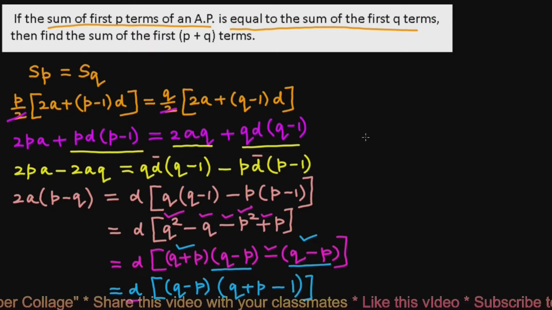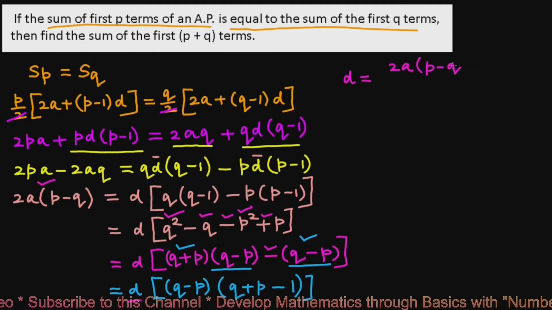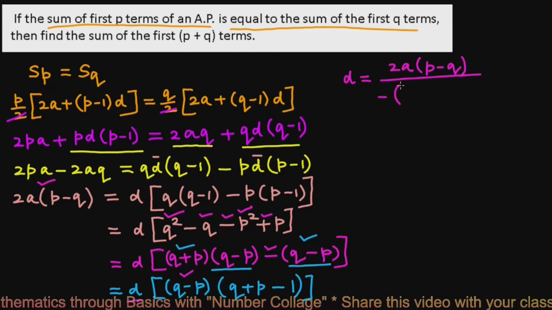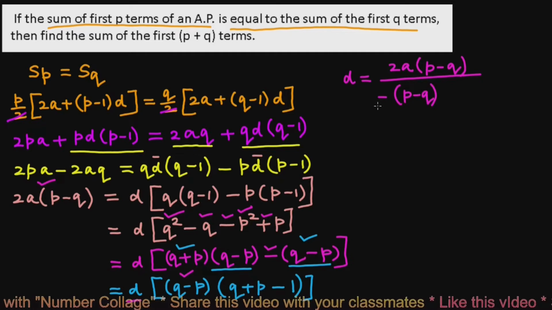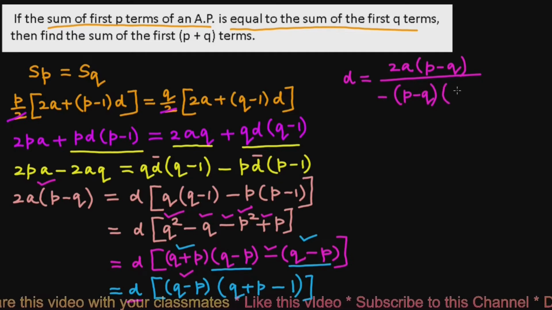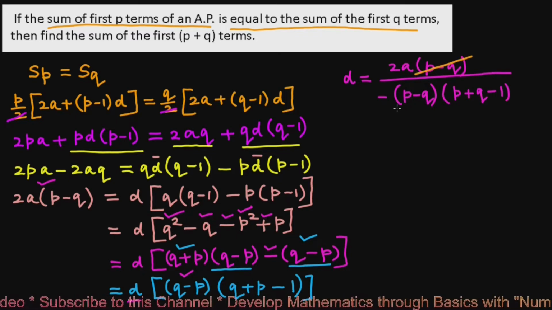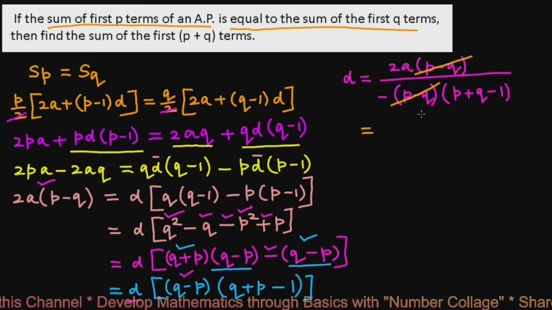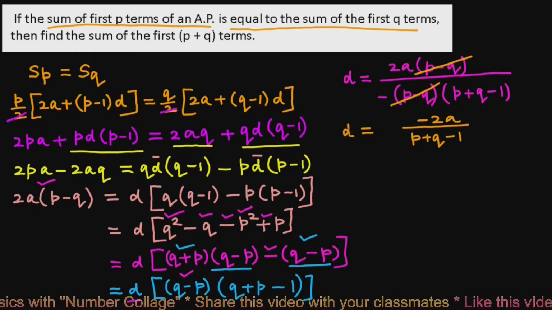Now d will be equal to 2a multiplied by (p minus q) upon (q minus p), which we can write as minus (p minus q) by reversing the order of p and q and introducing a minus sign, multiplied by (p plus q minus 1). Now this (p minus q) cancels with (p minus q) and we get d equals minus 2a upon (p plus q minus 1). So this is the value of d.